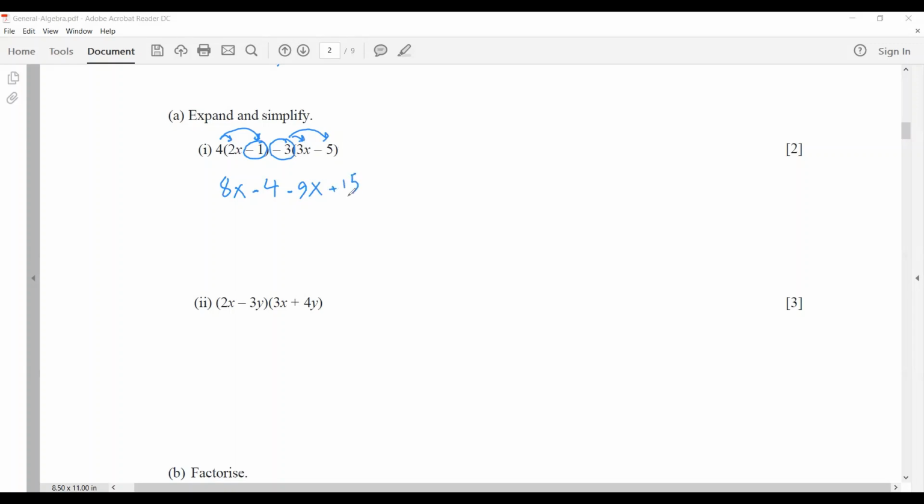You can group the like terms, x's together and constants together as well. So that would give you -x plus 11. And that's the final answer.